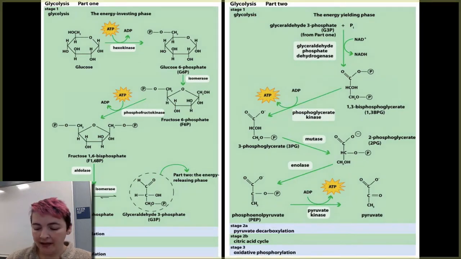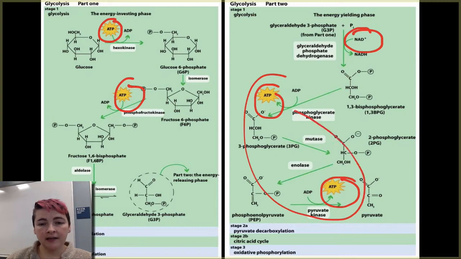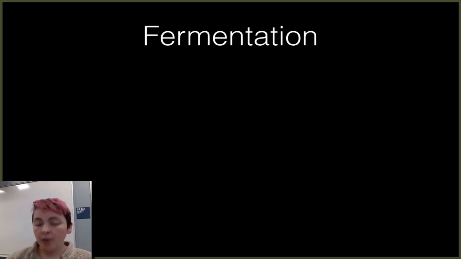We have ATP going in, we have ATP coming out, and we also have our NAD going in as well. The ATP that we make can supply this. For the NAD, we need some way to form that NAD, which is where fermentation comes in. We have two types of fermentation that we're going to talk about.